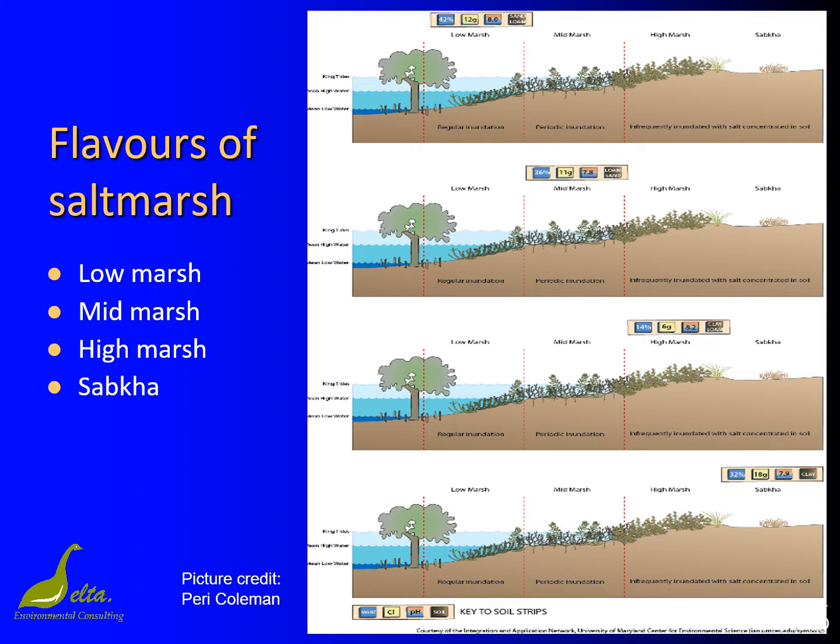High marsh, where blue bushes, salt bushes, grasses and forbs can be found, grows where the tides rarely reach and where some regular land-based runoff or brackish estuarine water can be found.